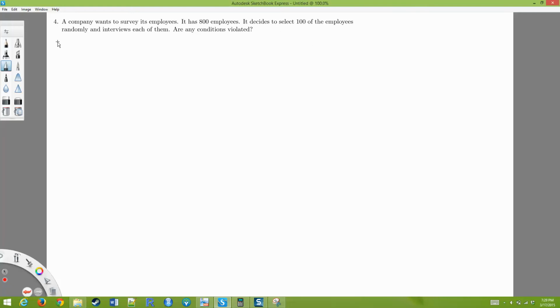This one's so independent random. Independent random, that one is met. Okay. Because it says randomly selected. Okay. Then we'll check big population.